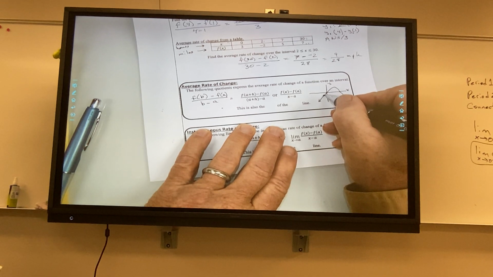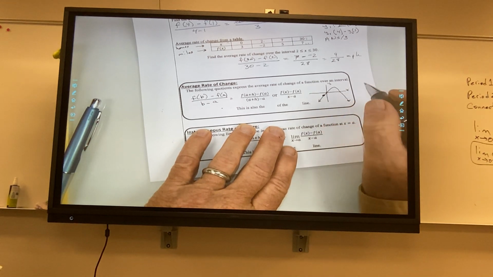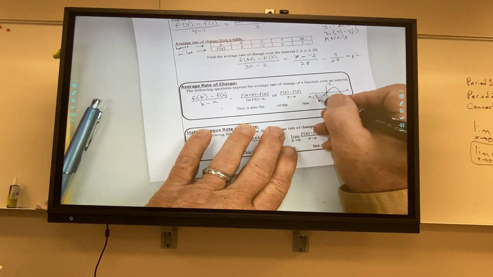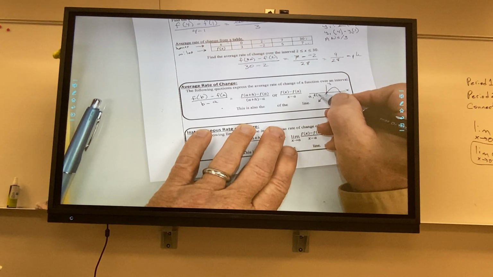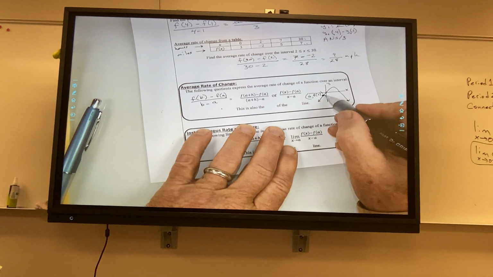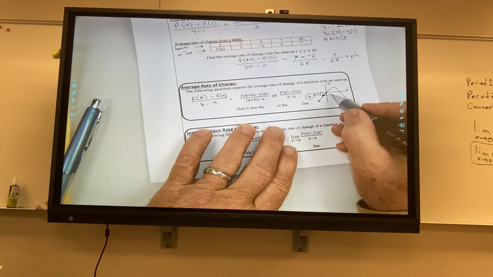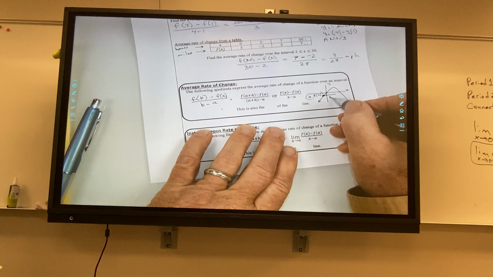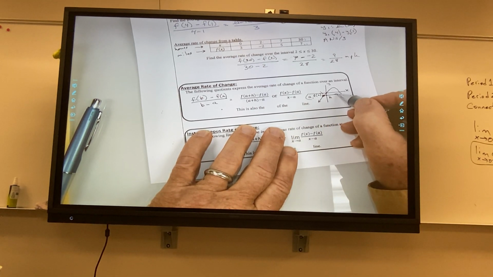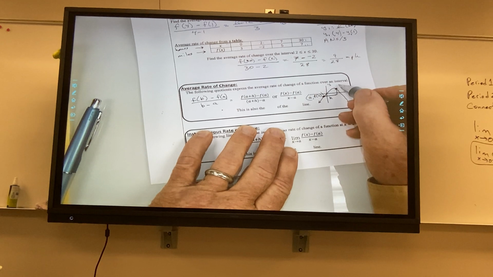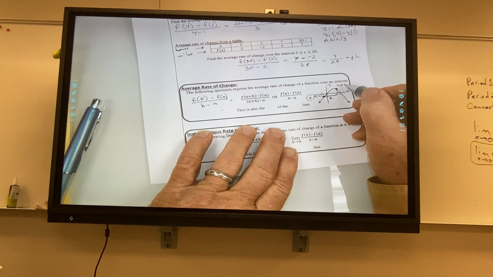And right here, I have a point, (a, f(a)). And I move over a certain distance. That distance is h. And I go up here. And so my x value is a plus h.